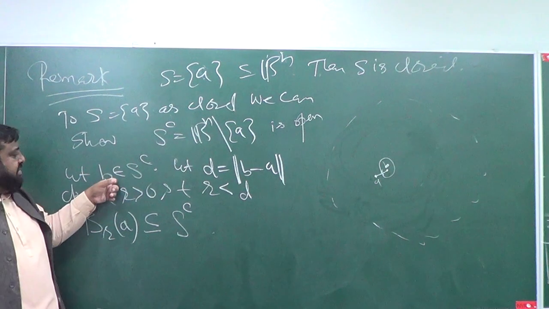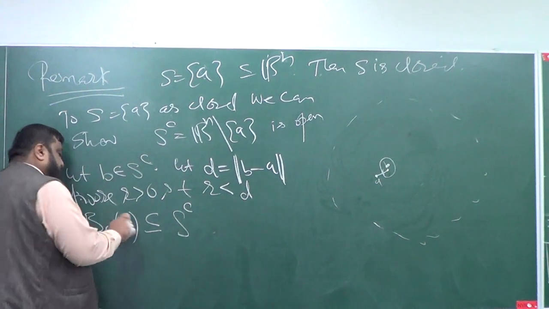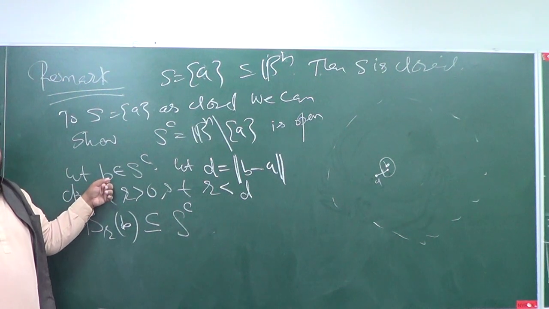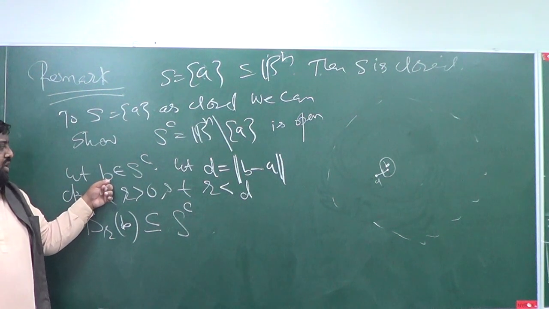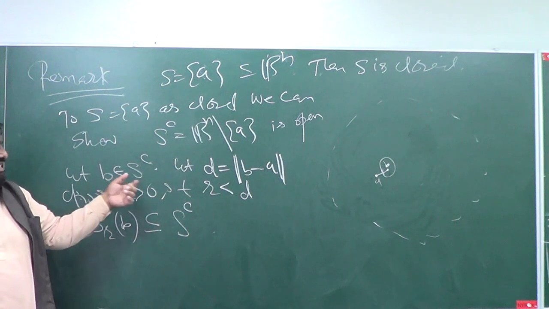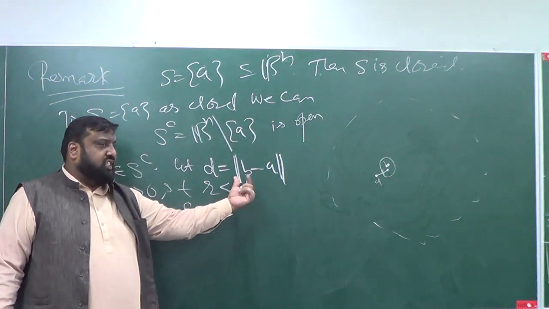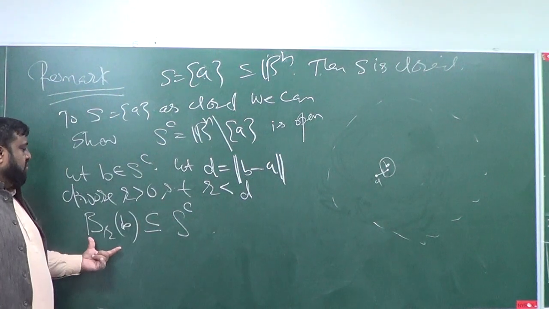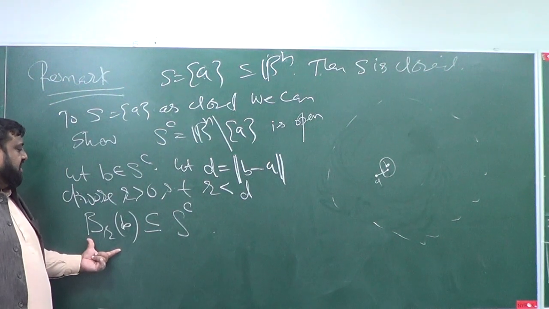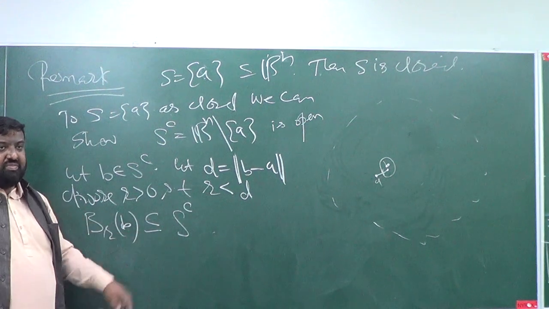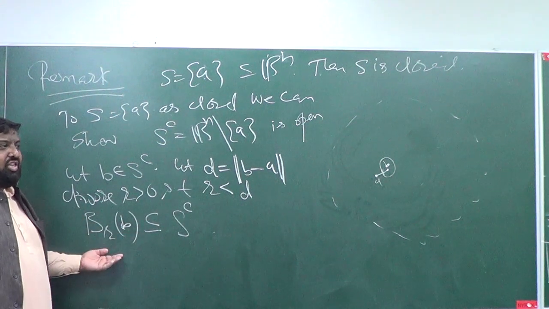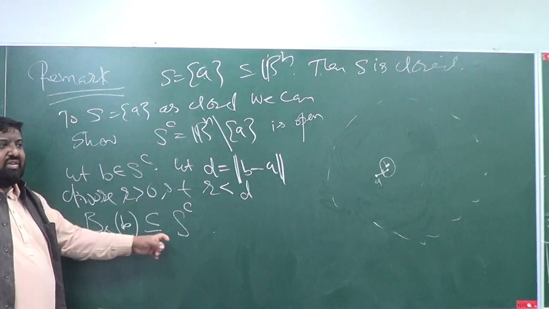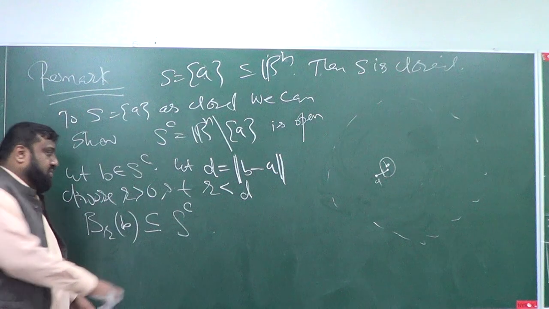So I picked an element from S complement, drawn a ball of radius smaller than the distance between B and A, and I can show that this ball is a subset of S complement. How can I show it? I can show that if you pick an element from here, the same element would also belong here. So verify this fact.